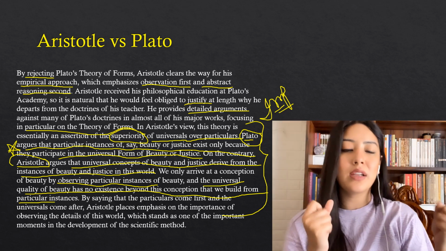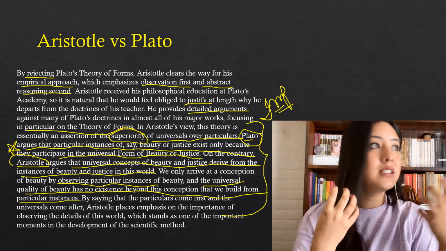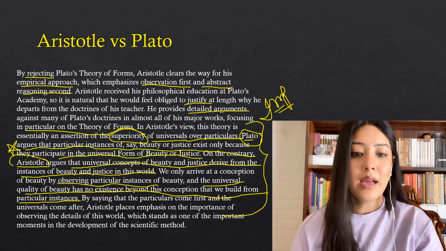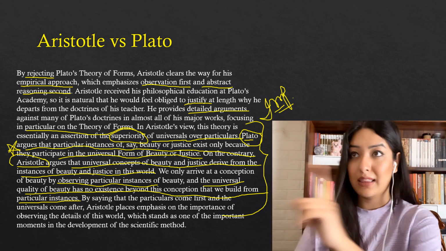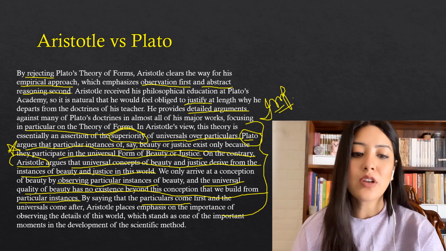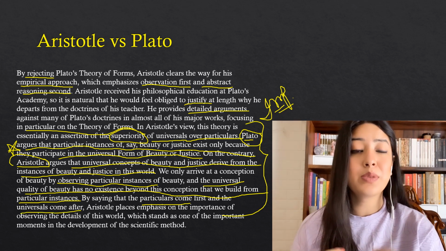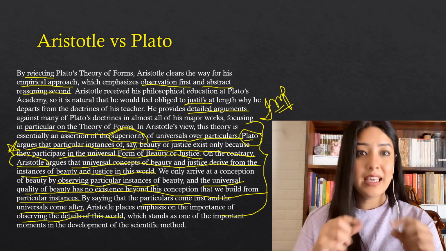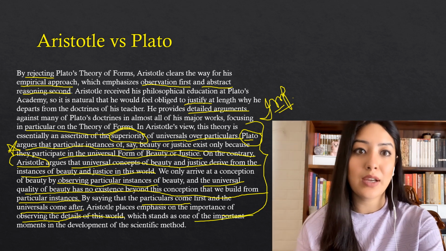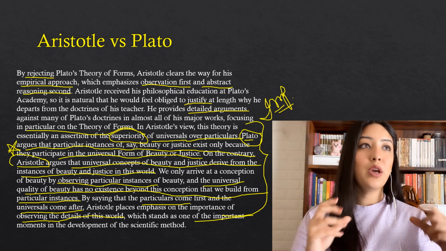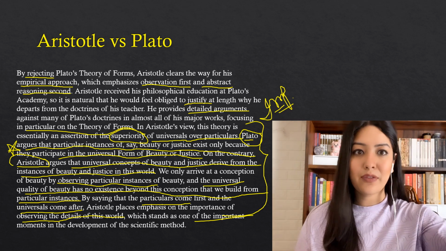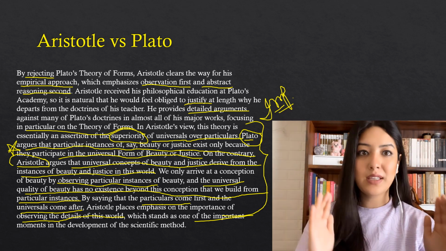The universal quality of beauty, the essence of beauty, is derived from these things we see around us, and things we associate with. By saying that the particulars come first, that whatever we see around us comes first and universals come after, Aristotle places emphasis on the importance of observing the details of this world. He is what is experimental science today. In my Francis Bacon video also, I've already discussed that we observe, we experiment, we conclude. We don't just use reasoning first, we actually observe whatever we see around us.